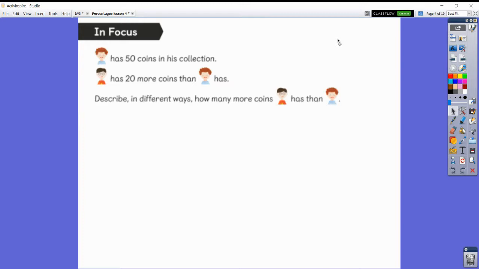So we're now going to look at percentages again. So a boy collects 50 coins and he's got 50 coins in his collection. The boy with glasses has 20 more coins than him. We're going to look in different ways we can describe how many more coins the boy with glasses has than the other boy.